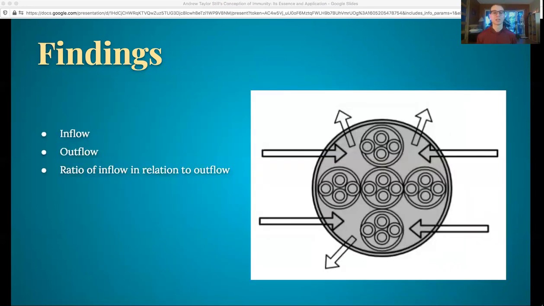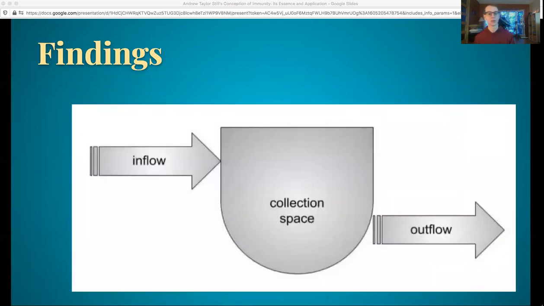Still acted out this intention by interacting with the dynamics that cross the boundary that defines self from non-self on whatever scale: tissue, organ, bodily region, or individual as a whole. The ratio of inflow to outflow determines the amount of content that is present at any one time within the collection space that links them. Still's primary focus was on fluid flow. Again, this took place on any of those relevant scales.